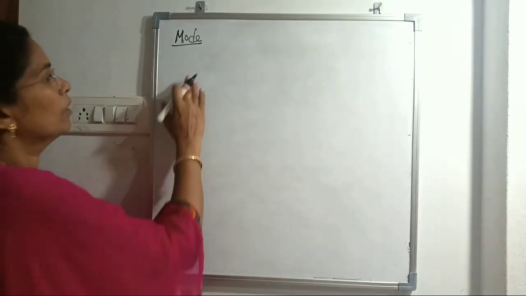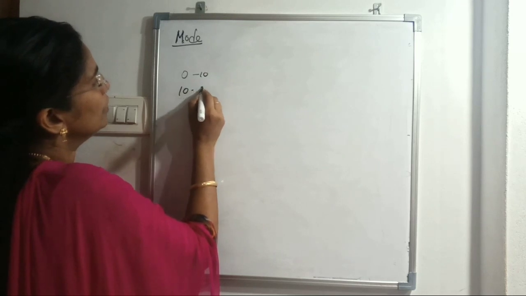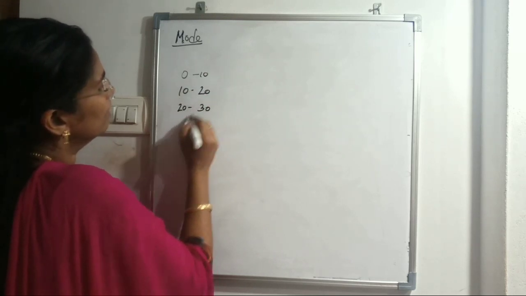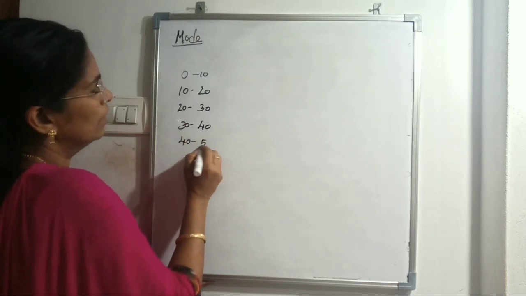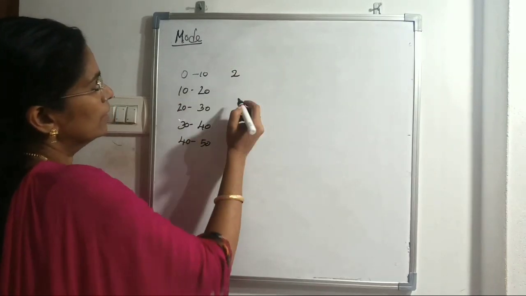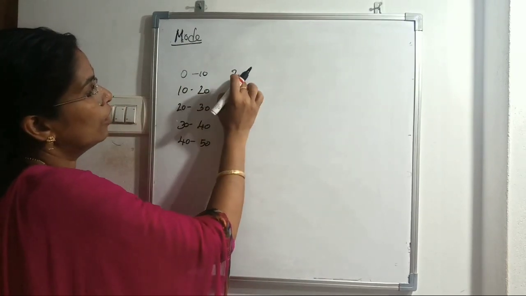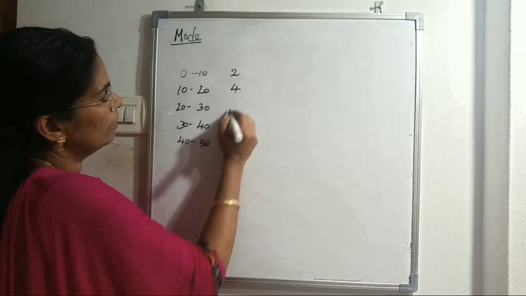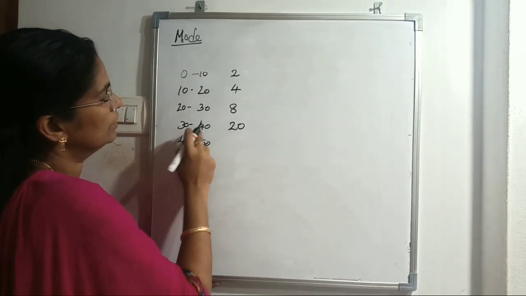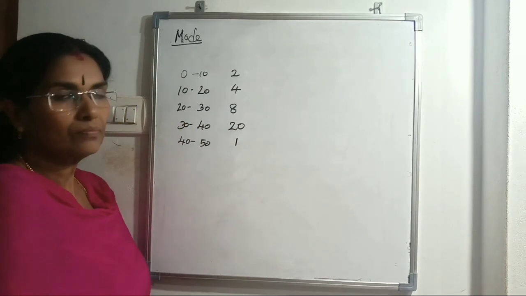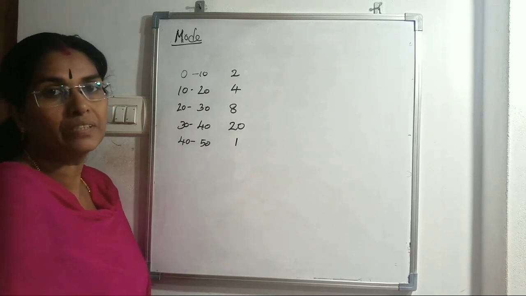First you have to know about the table. Suppose the table is given as 0 to 10, 10 to 20, 20 to 30 and 30 to 40. A simple table I am giving like this. Suppose the students' marks out of 50 I am giving. 0 to 10: how many students got? 2 students. Here 4, and here 8 students. Here 20 students they got. 30 to 40: here only 1. We have to find the mode of this frequency distribution.